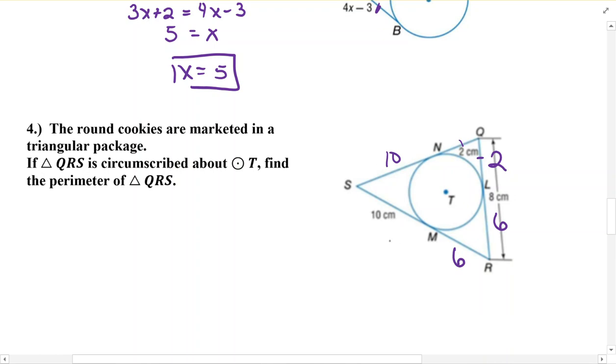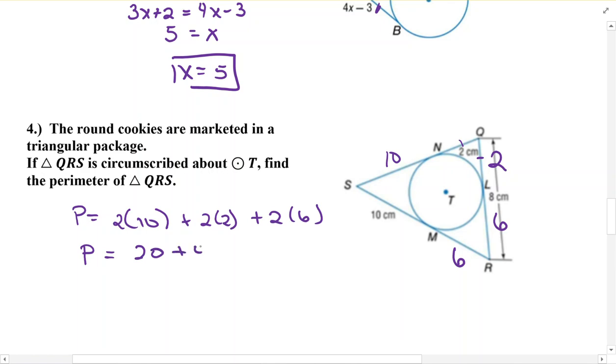So to find the perimeter, I have two 10s, so 2 times 10, plus 2 times 2, plus 2 times 6 would give me the perimeter. So the perimeter is 20 plus 4 plus 12. So the perimeter would be 36 centimeters. And that concludes the lesson for 10.5.